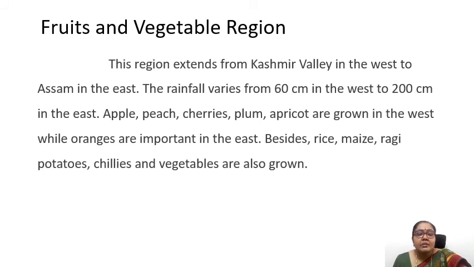They grow apples, peaches, cherries, plums and apricots. All these are grown in the west, while oranges are very important in the east. Apart from that, rice, maize, ragi, potato, chilies, and vegetables are also grown in these areas. More importance may be given to certain fruits which are a rich source of income to these farmers. They have huge plantations here. Apart from that, they also grow rice, maize, ragi, potato, etc.